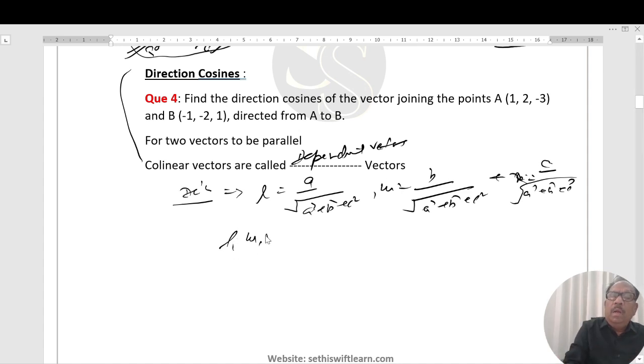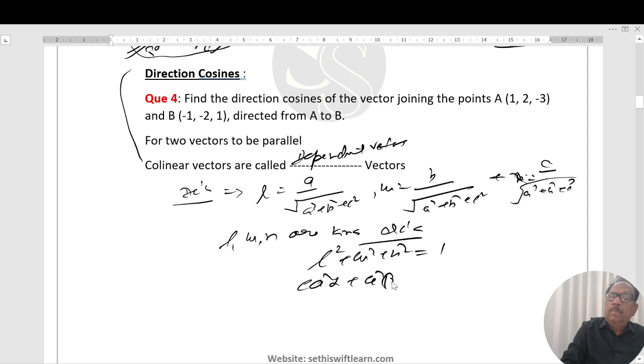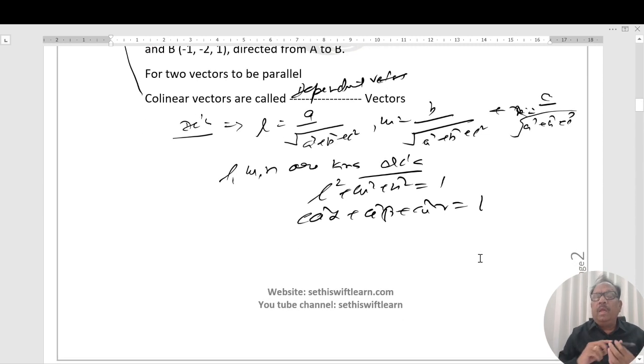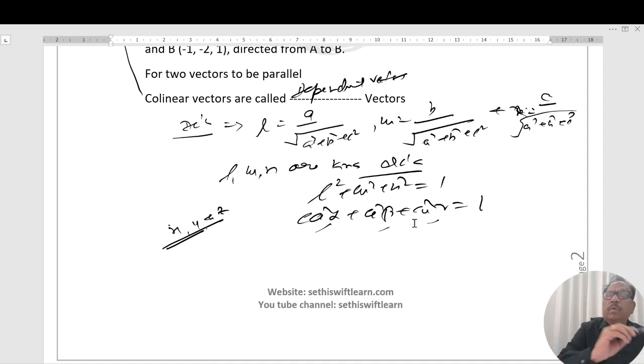l, m, and n are known as direction cosines. Relation between them is l square plus m square plus n square equal to 1. Second formula is cos square alpha plus cos square beta plus cos square gamma equal to 1, because l equal to cos alpha, m equal to cos beta. Alpha, beta, gamma are the angles made by the vector with the positive direction of the x-axis, y-axis, z-axis respectively. These are the concepts applicable here.